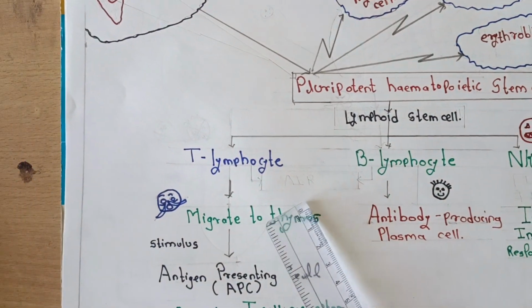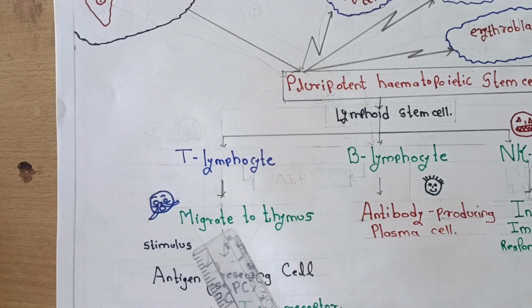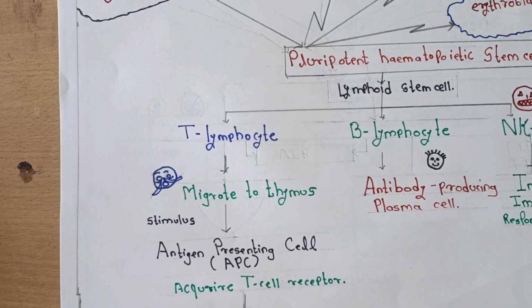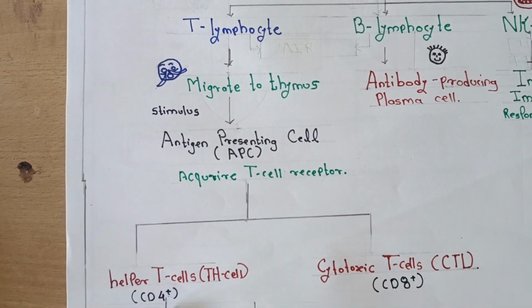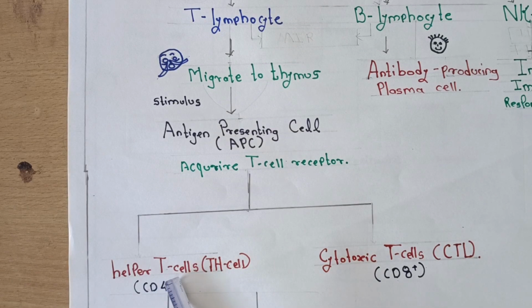Now first, the T lymphocytes migrate to the thymus for maturation, and then are stimulated by the antigen presenting cell to acquire the T cell receptor. What is that? An antigen presenting cell binds on the T cell receptor, and because of that it is released, and then it again differentiates into two types, helper T cell and cytotoxic T cell, where in the helper T cells the CD4 plus protein is present, and in the cytotoxic T cell the CD8 protein is present.